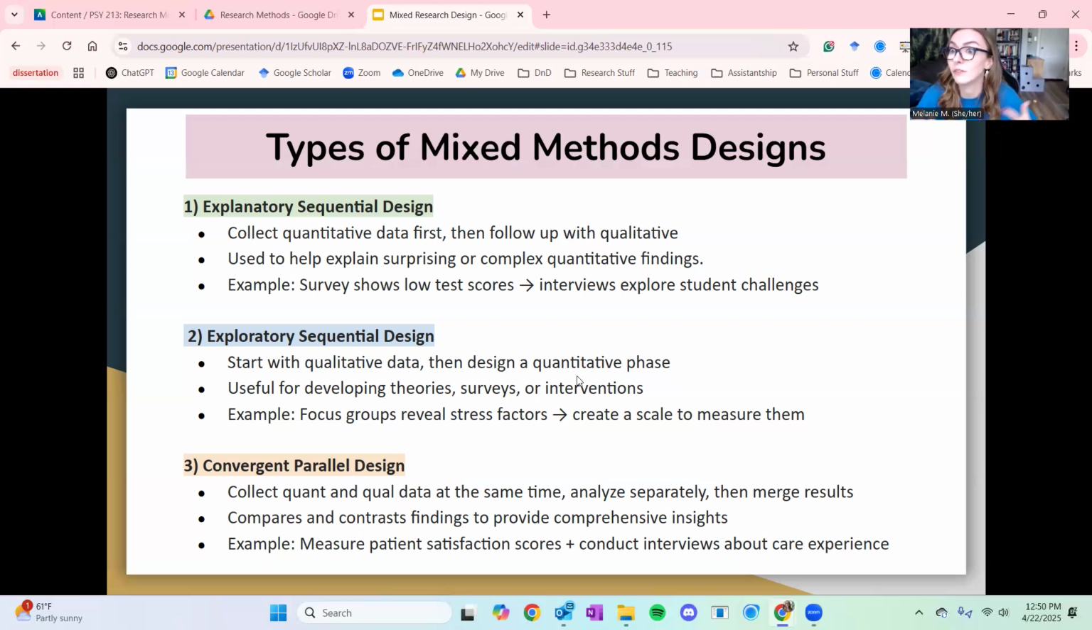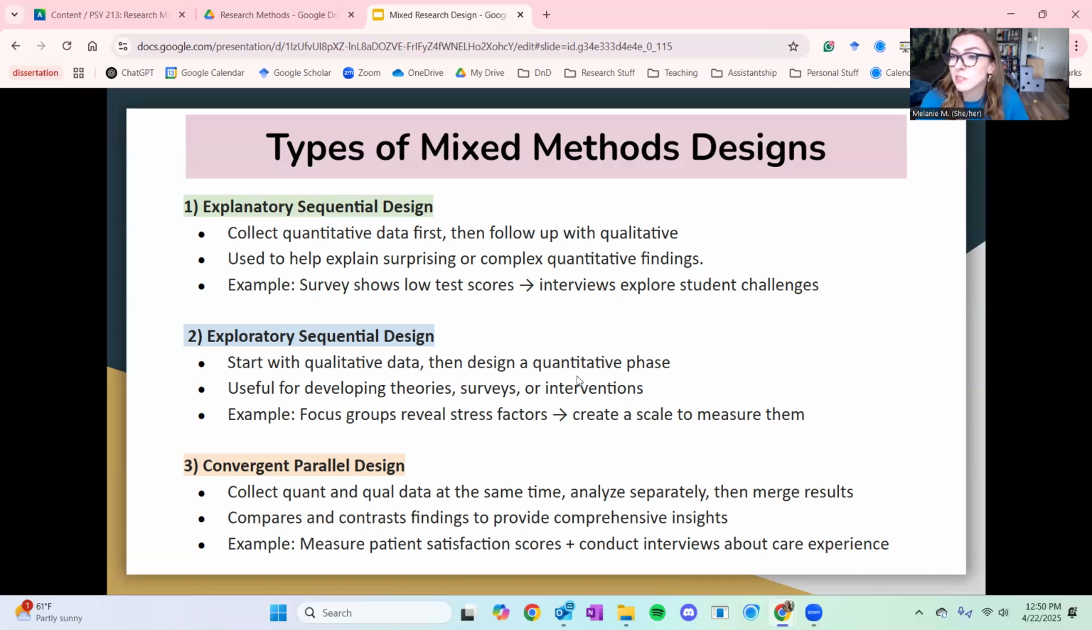We started with a lot of qualitative interviews. What is this experience like for people? Once we start getting themes, then those themes will turn into individual questions on Likert scales. And then we will quantify those experiences so we can test in bigger groups of people for differences between them. So really helpful when you're developing theories, when you're developing surveys or different types of interventions.